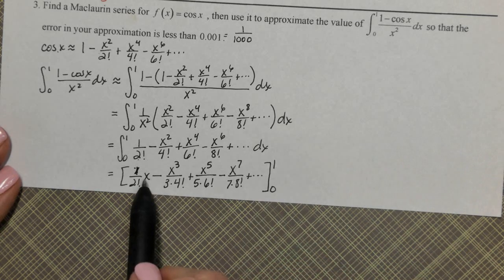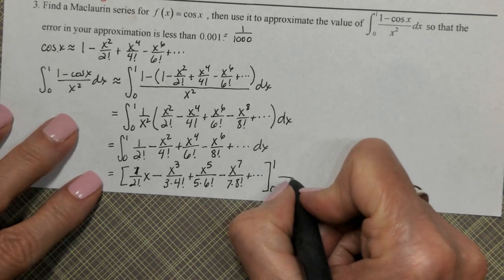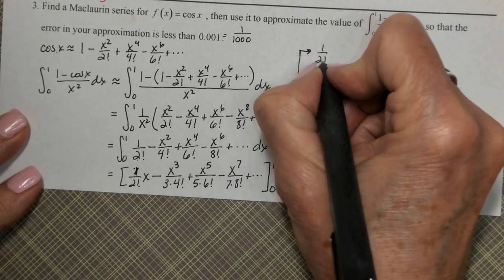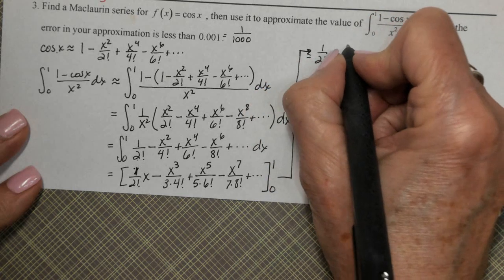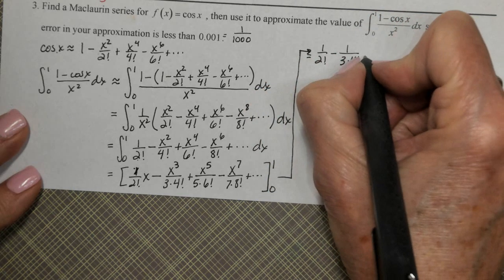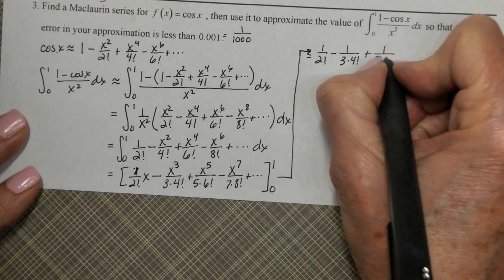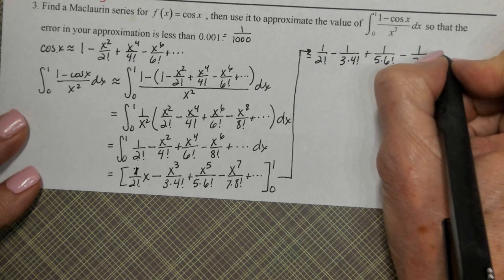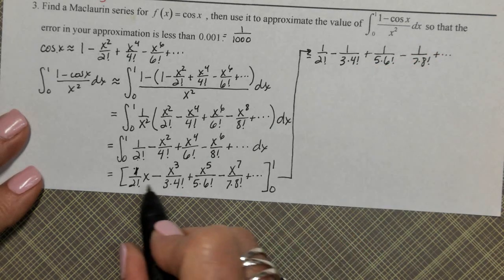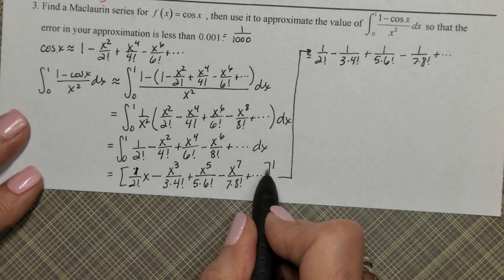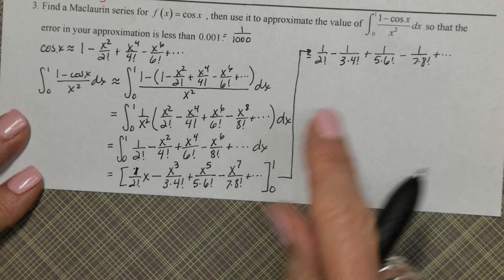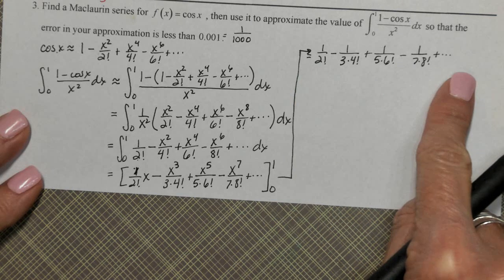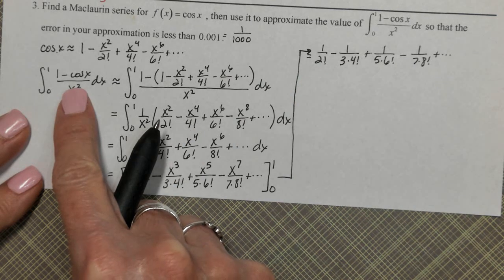If you put 1 in for every x, we will get just 1 over 2 factorial, minus 1 over 3 times 4 factorial, plus 1 over 5 times 6 factorial, minus 1 over 7 times 8 factorial, plus dot dot dot. If I put 0 in for every x, everything has an x in it, and that's just going to be 0. So this is the exact value of that integral, okay?